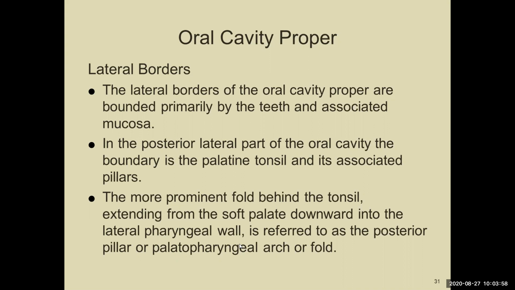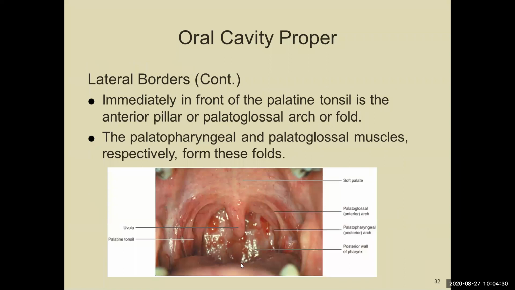The more prominent fold behind the tonsil, extending from the soft palate downward into the lateral pharyngeal walls, is referred to as the posterior pillar or the palatopharyngeal arch or fold. So you've got an anterior pillar and a posterior pillar because those tonsils lie in between those two pillars, okay? So the posterior pillar is also called the palatopharyngeal arch or fold. And when you have the patient open and they say, ah, this is what you're looking at.